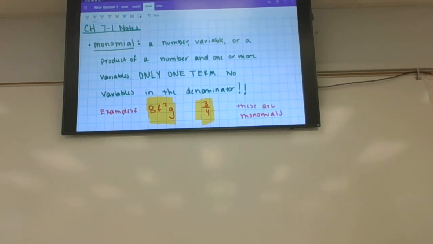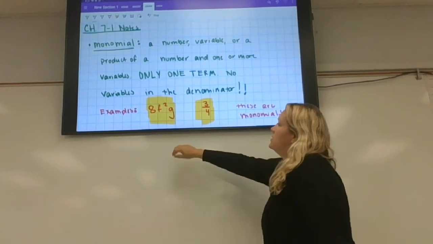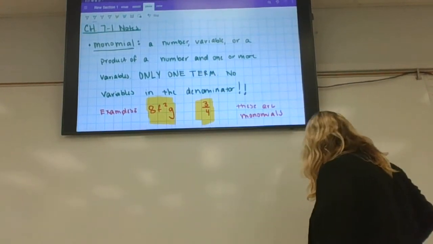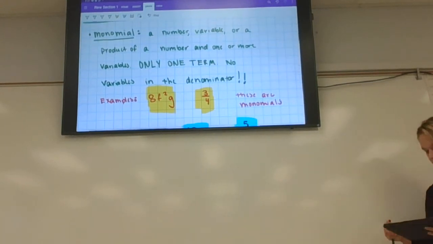So you guys know what the prefix mono is? Yeah, one. A number, a variable, or a product of a number and one or more variables. So it's just one number or one variable or it's a product. Like this is a product. So, long story short, it's just one term. Mono, one term. And this is the second rule that you might not pick up on, that there can't be variables in the denominator.